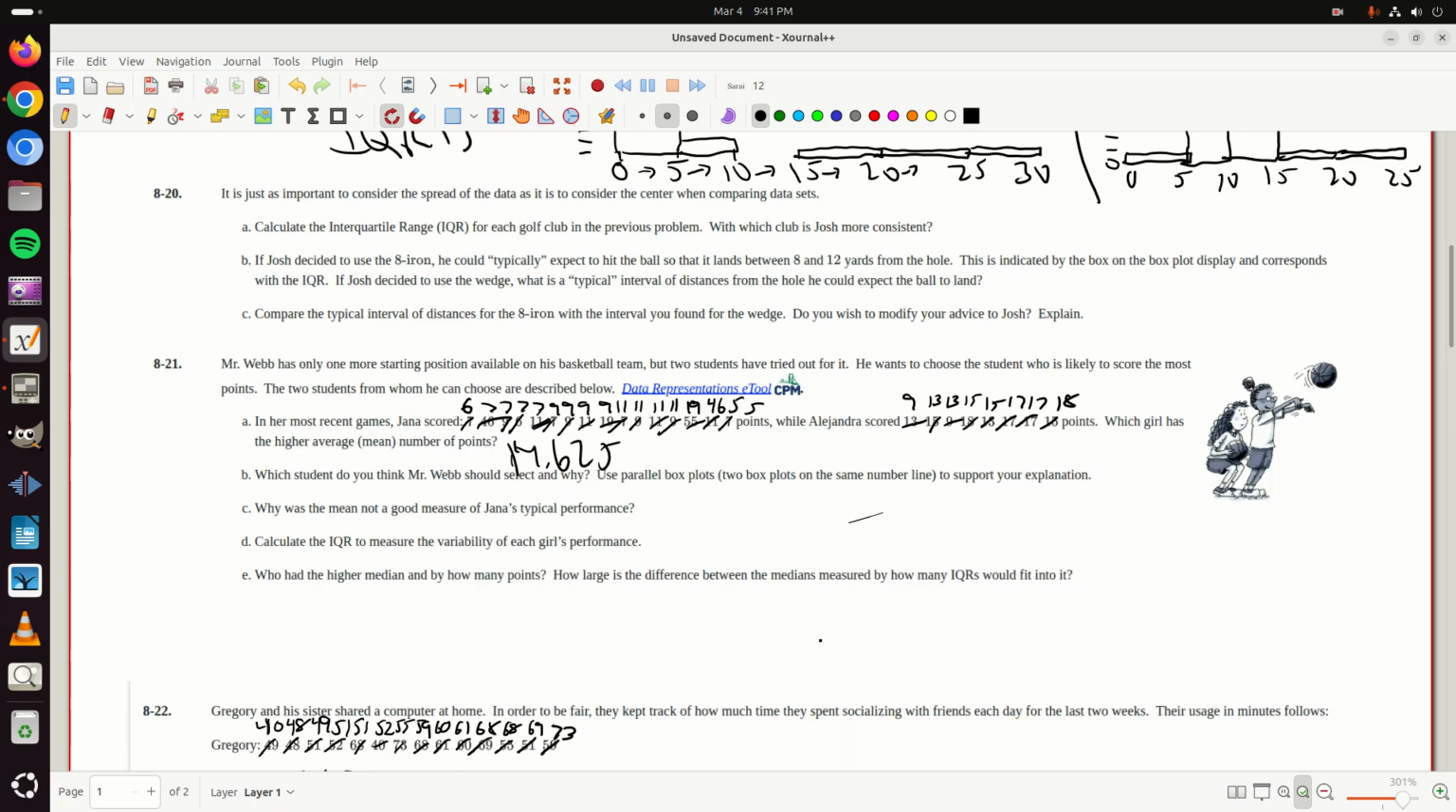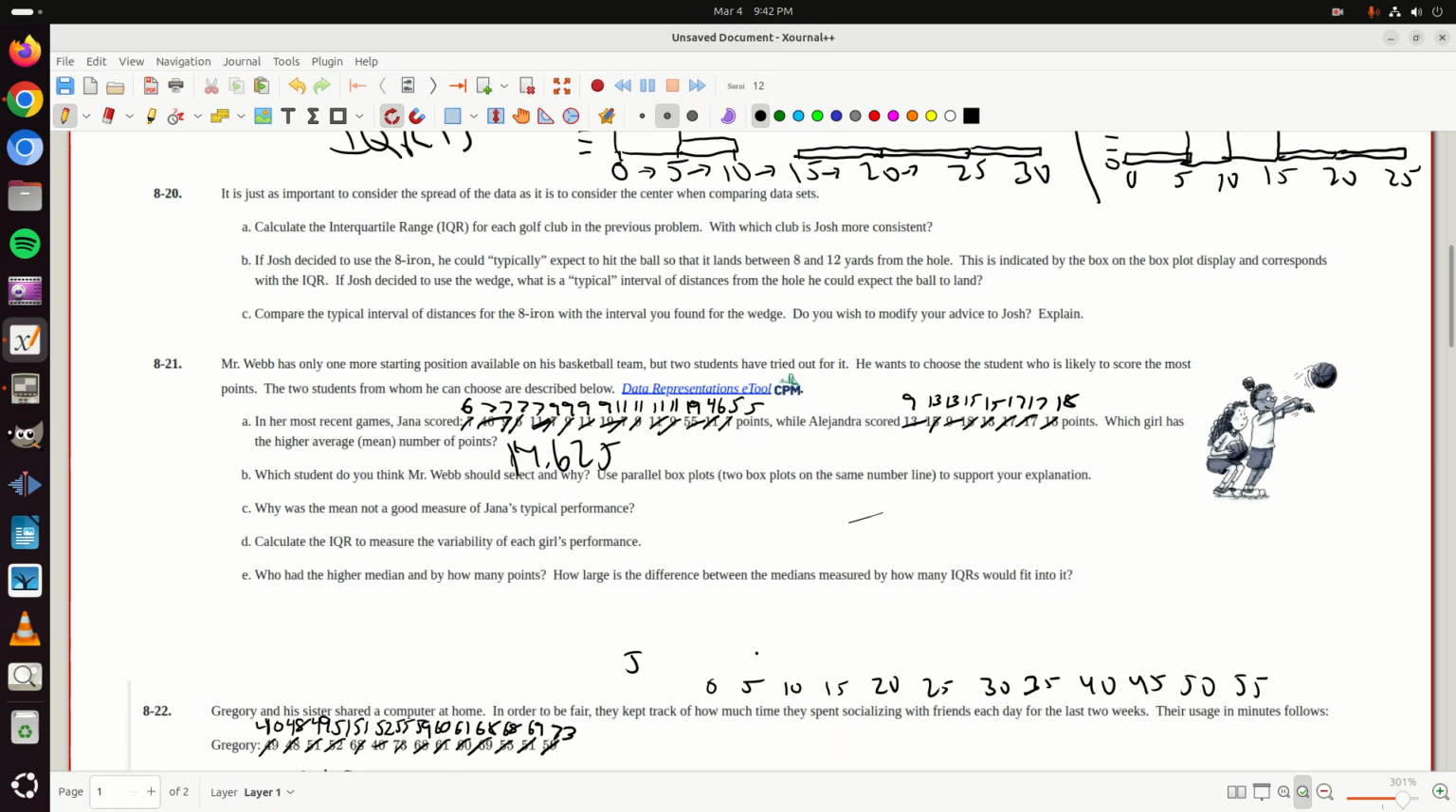So what we'll do is we'll just say 0, 5, 10, 15, 20, 25, 30, 35. Trying to keep these roughly the same size. Obviously, they're not exact, but they're not bad. Okay, so we'll put Jana on bottom.